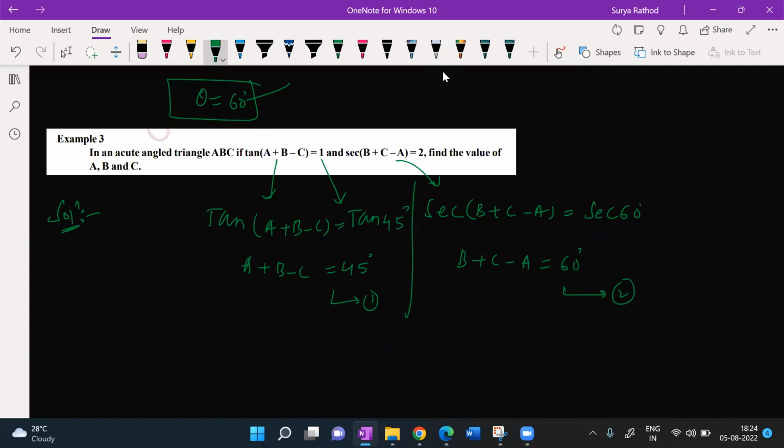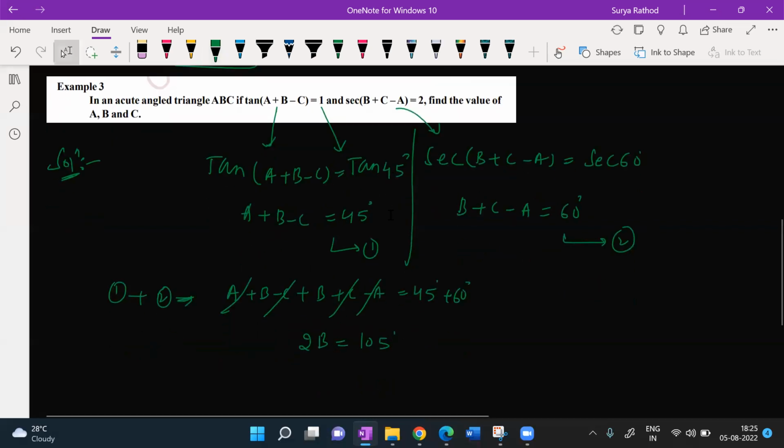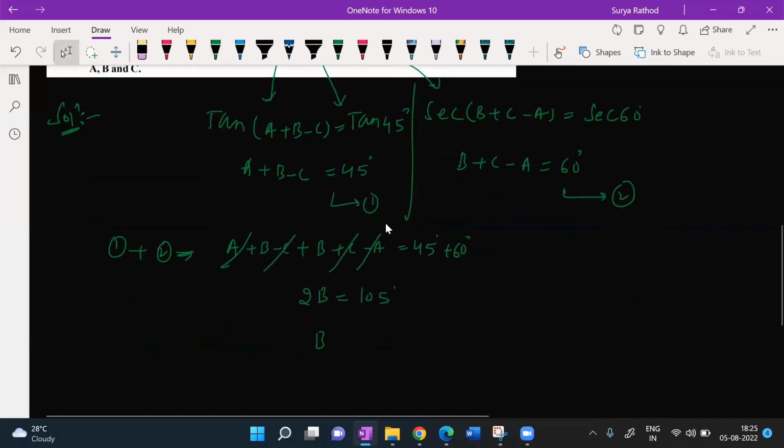So what can I do now? Adding 1 and 2. A + B − C + B + C − A = 45 + 60 degrees. The A, A and C, C get cancelled. 2B = 105 degrees, so B is equal to 52 and a half degrees. This is my B value, right?